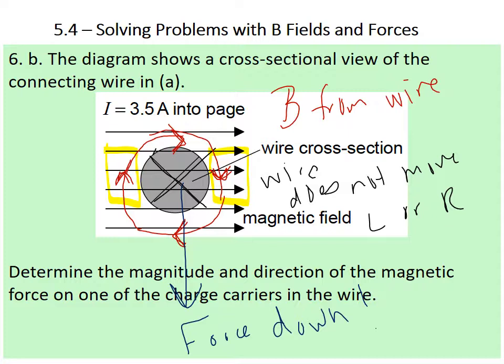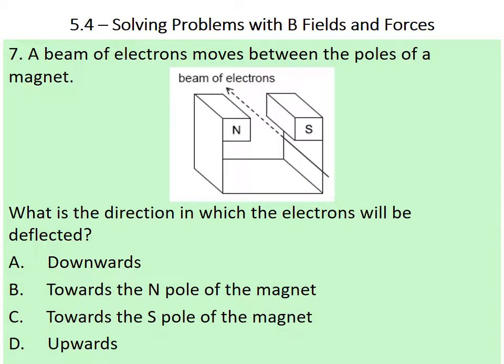You're left now with calculating the magnitude of the magnetic force. On a wire, be sure to use the correct equation. A beam of electrons moves between the poles of a magnet. What is the direction in which the electrons will be deflected? Okay, so first let's go ahead and draw the direction of the magnetic field between the ends of the magnet. Remember, Santa Claus flies out of the North Pole in the same way the field lines come out of the north and go into the south.